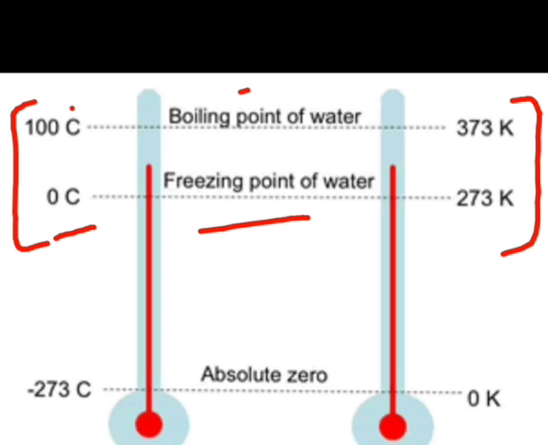If I ask what is the freezing point of water in the Kelvin scale, what would you say? It would be 273 Kelvin. And the boiling point of water in Kelvin is 373 Kelvin.